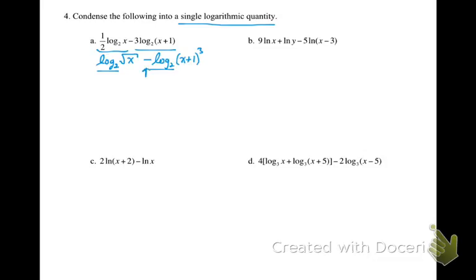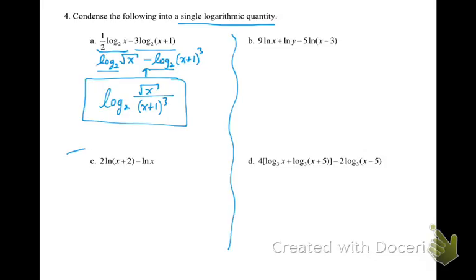So if I combine it further into one final logarithm, it's going to be log base 2. And it's going to be division because you have the minus sign. Radical x over x plus 1 cubed. And there's your final answer. Let's go to letter B.